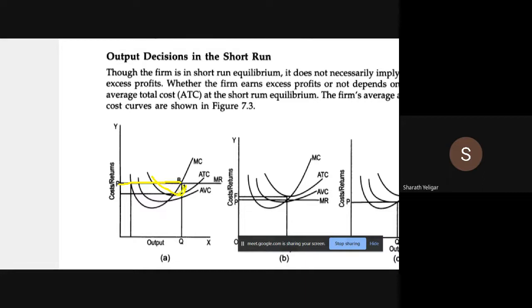So this thing is called excess profit. I repeat, this portion is the portion of excess profit. That is why they told that excess profit is there and it depends upon ATC, not AVC or AC. ATC. It is not MC. Whatever is above the ATC comes under the excess profit.